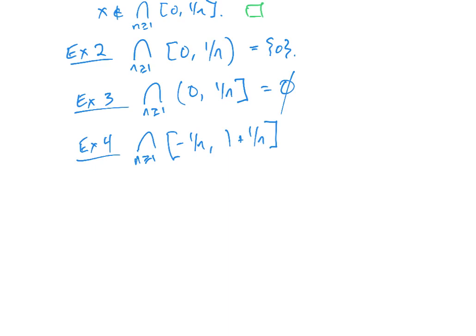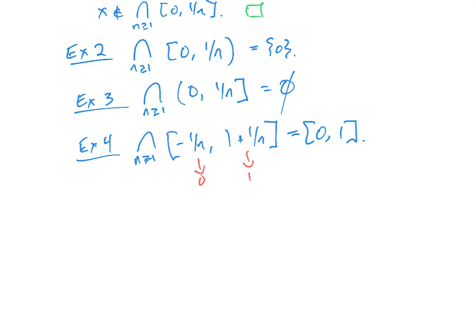Is it the closed interval 0 to 1? Mm-hmm. Perfect. Yeah, that's in all of them, and then you see that the minus 1 over n's are going to 0, and the 1 plus 1 over n's are going to 1. That's not the proof, but, right?